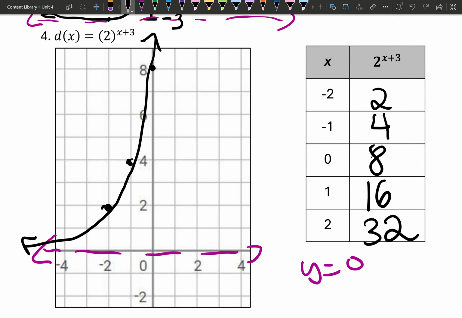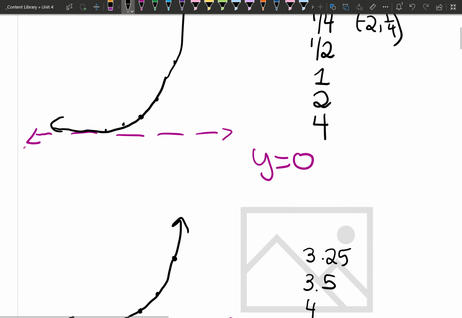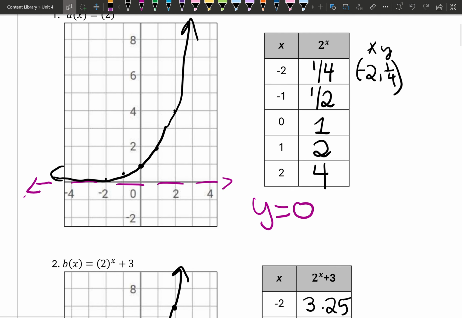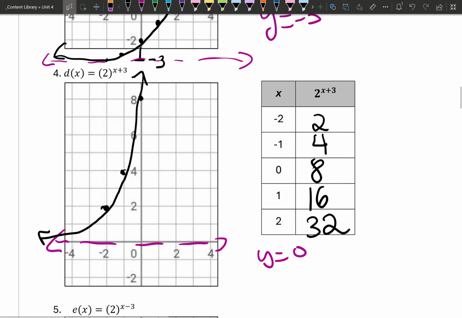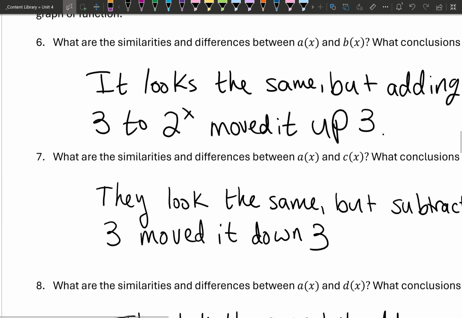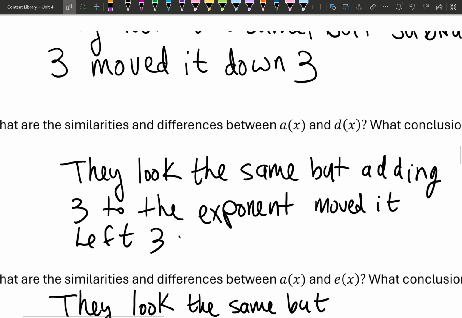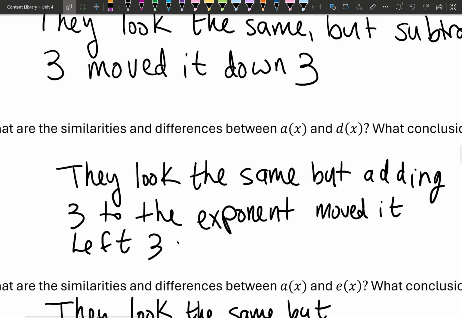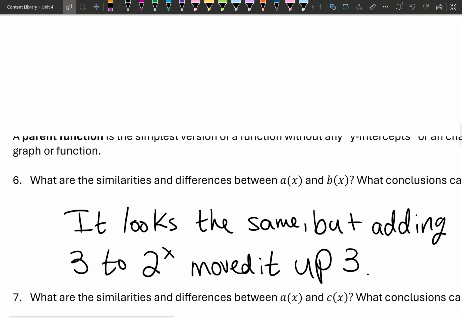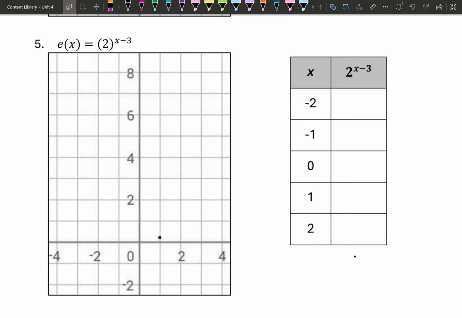So, compared to the parent graph, the original, which direction did we move? So here's the original one, and here's number 4. If you guessed that adding 3 will move us to the left, you were right. These graphs look the same, but adding 3 to the exponent moved it left 3. We only have one direction left to talk about, but let's do it anyways to see how it looks. In number 5, we're subtracting 3 in the exponent, which is going to take us to the right.